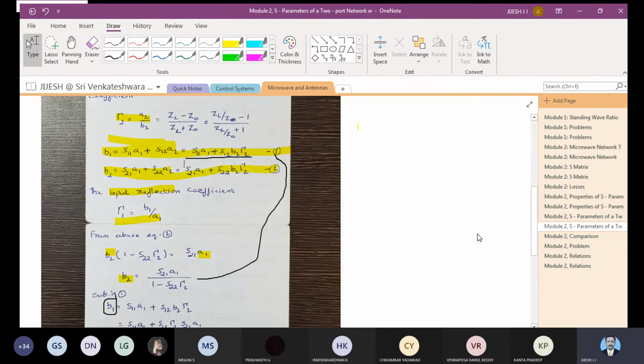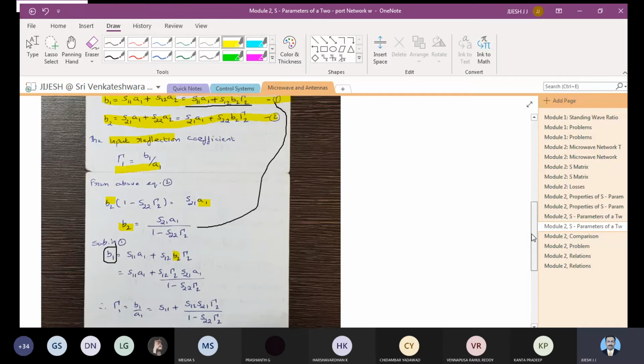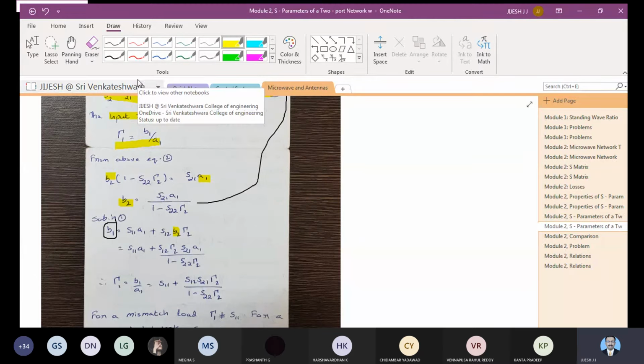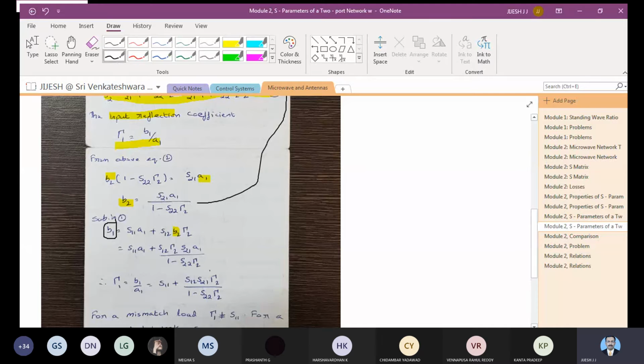So what I should do here is, B2 is available for me. Here B2 is S21 A1 divided by 1 minus S22 gamma 2. So I can try substituting that B2 there. So I have substituted that B2 there, and we get S11 A1 plus S12 gamma 2 S21 A1 divided by 1 minus S22 gamma 2 when I substitute B2 in that equation. So further we will move on. So I have substituted here.